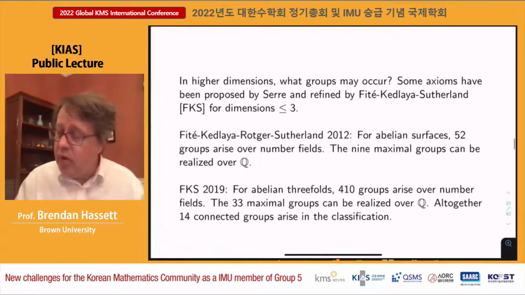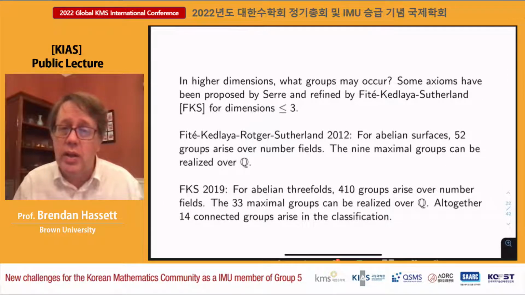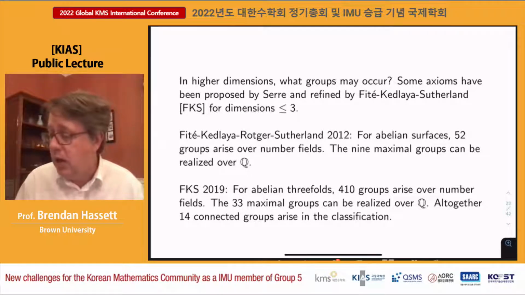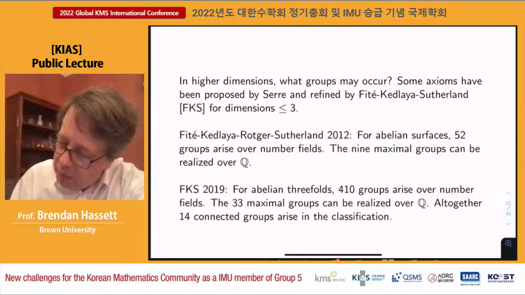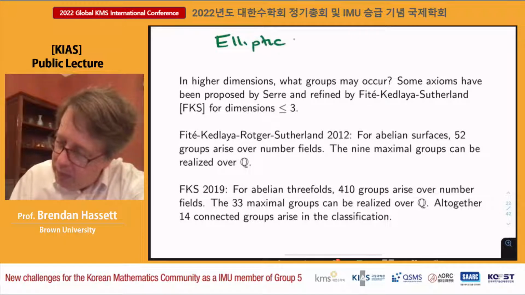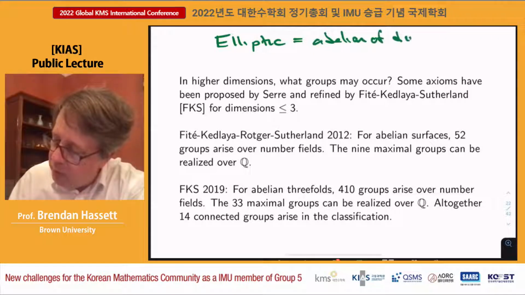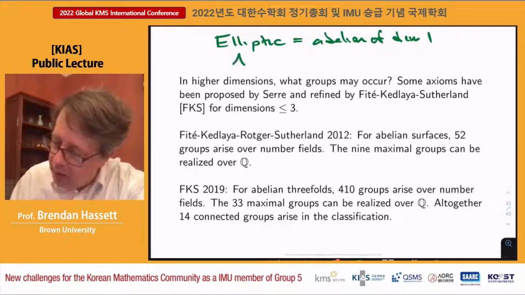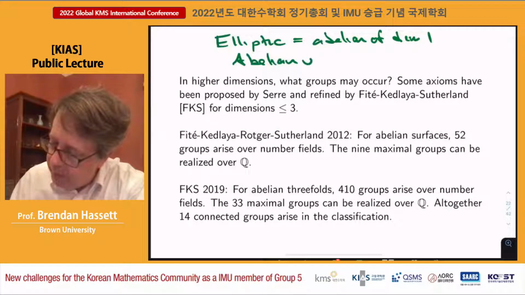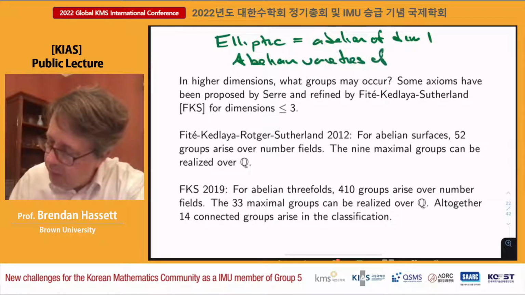And so in higher dimensions, you can also look for these Sato-Tate type distributions. By higher dimensions, I should explain that here, instead of elliptic curves, we want to have abelian varieties. An elliptic curve is an abelian variety of dimension 1. And so here we want to look at abelian varieties of dimension 2 and 3.